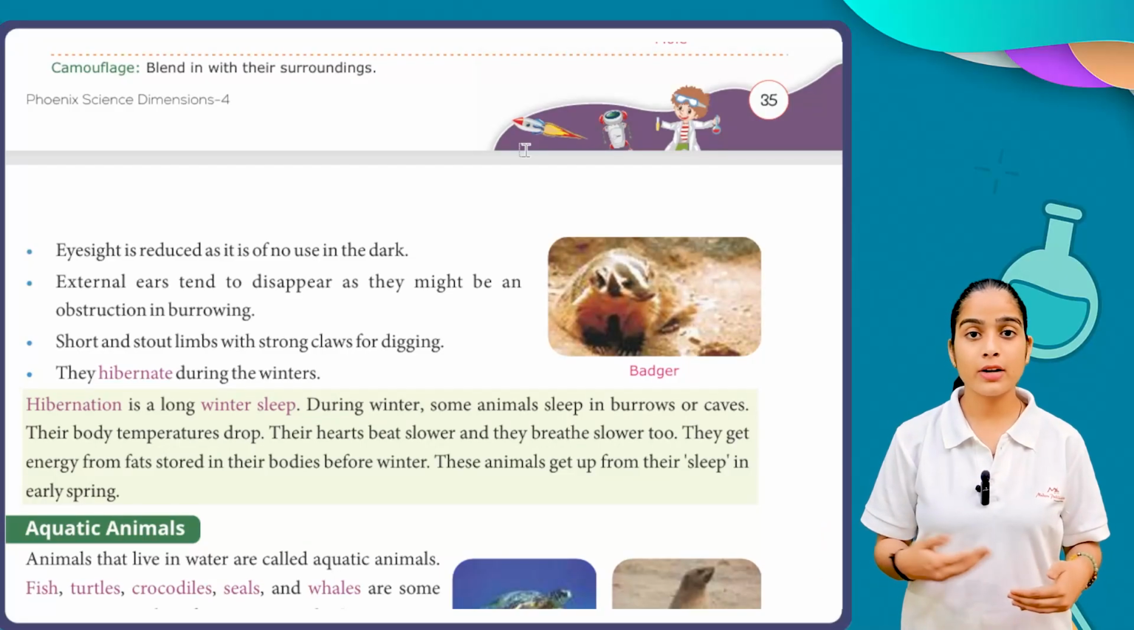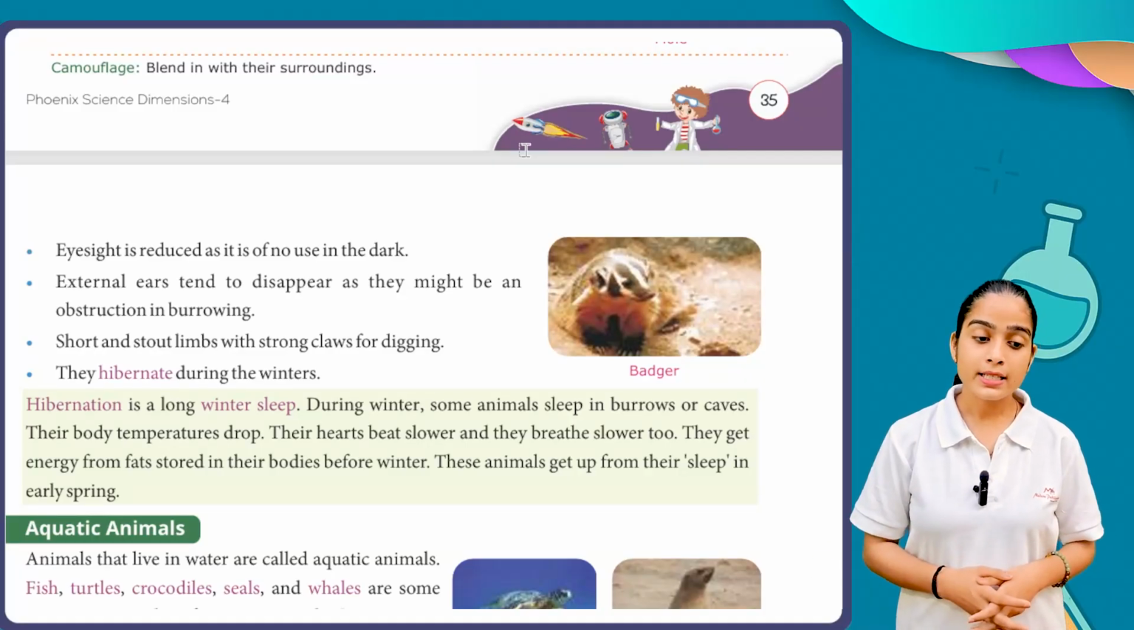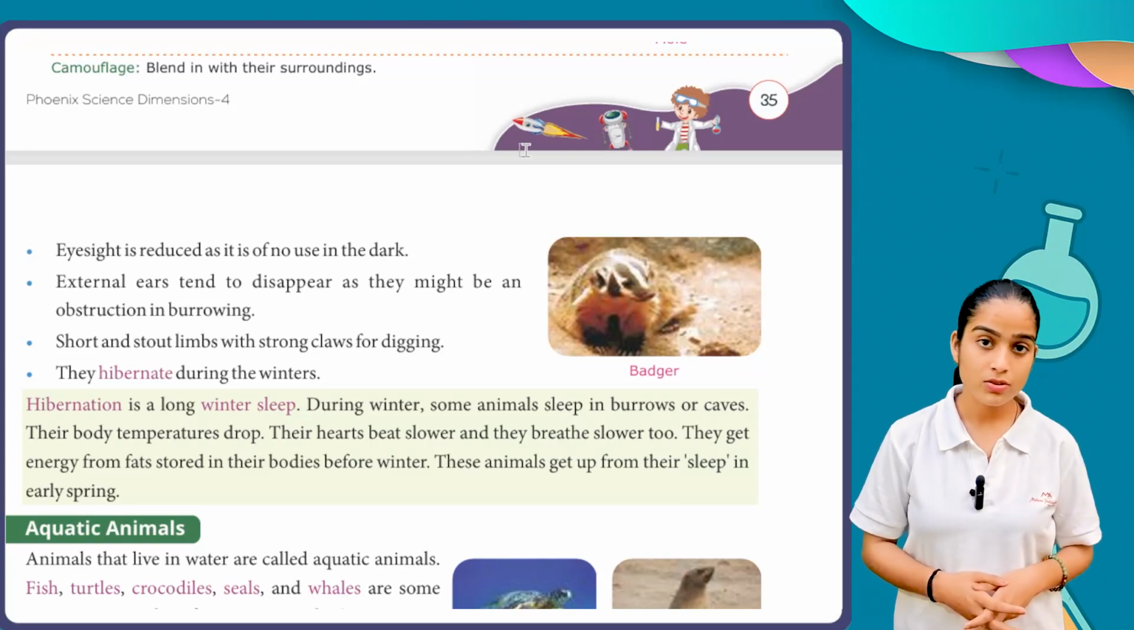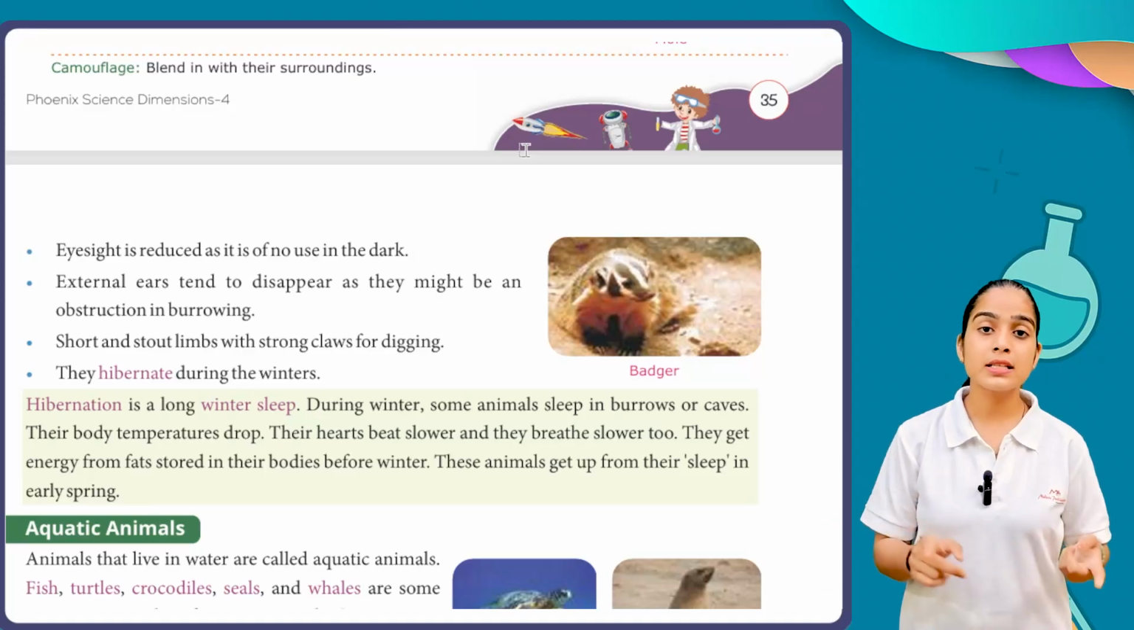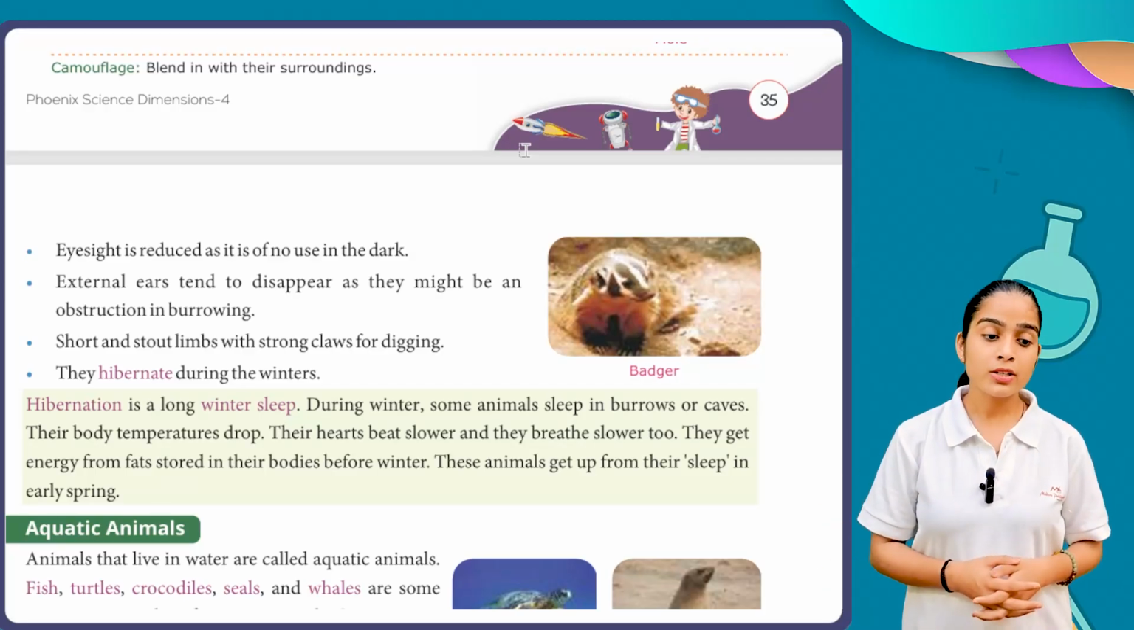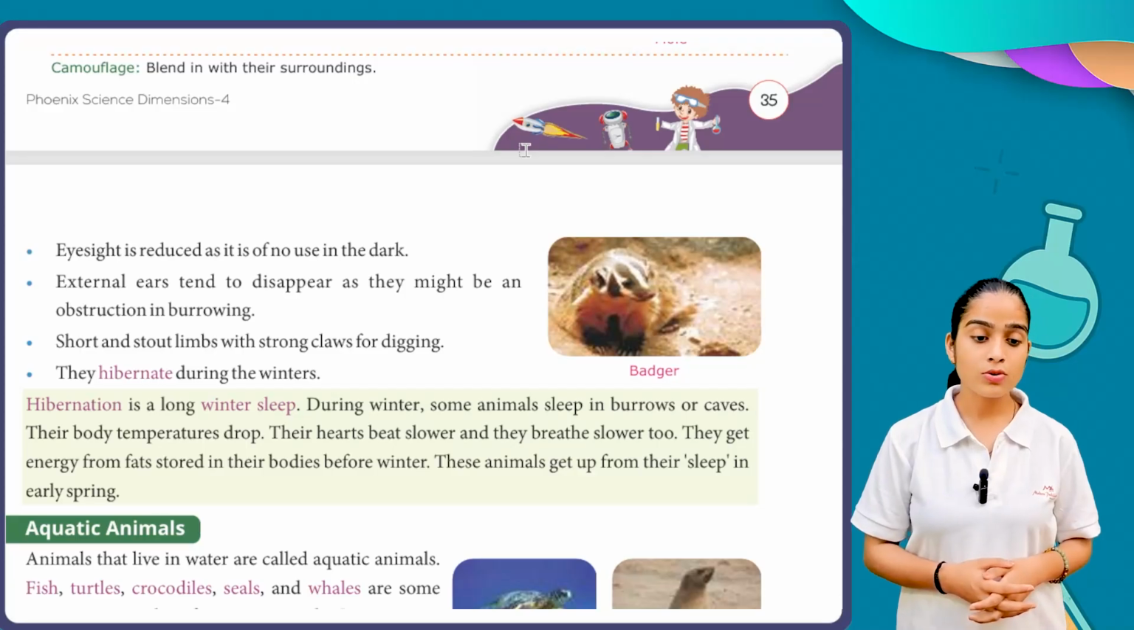Inside the soil, we do not have sunlight, so they're not even able to see. External ears tend to disappear as there might be an obstruction in boring. So the external ears are not there in earthworms and burrowing animals. Basically, the ears sit inside the body. Short and stout limbs with strong claws for digging.